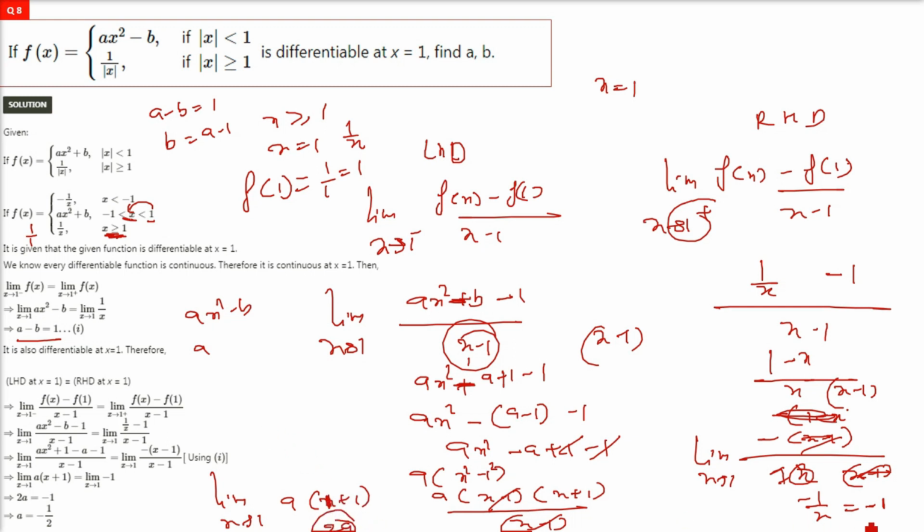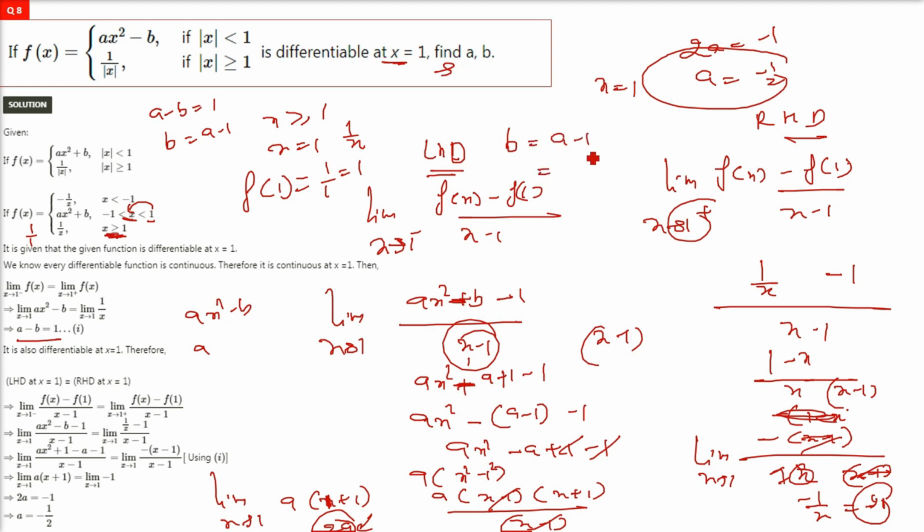Now LHD is 2a, RHD is negative 1. Remember, since it is differentiable, you can always equate the left hand derivative with the right hand derivative. Just equate it: 2a equals negative 1, a is equal to minus half. When you get a as minus half, you already have a minus b equals 1. Put it in this equation. Minus half minus 1 is minus 3 by 2. So b is negative 3 by 2. a is negative half, b is negative 3 by 2. Okay. This is how you can compute it.